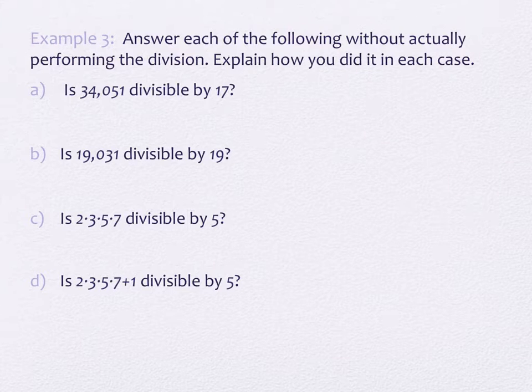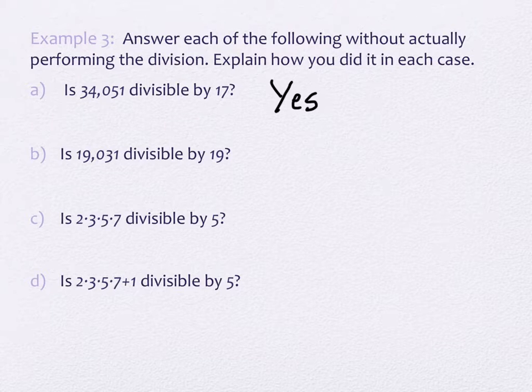And then this one actually says to explain how you did it in each case. So again, that's how it would look if I were asking you. The question is to justify why you're thinking that. All right, the first number is 34,051, and it wants to know if it's divisible by 17. The answer is yes. Any idea why?